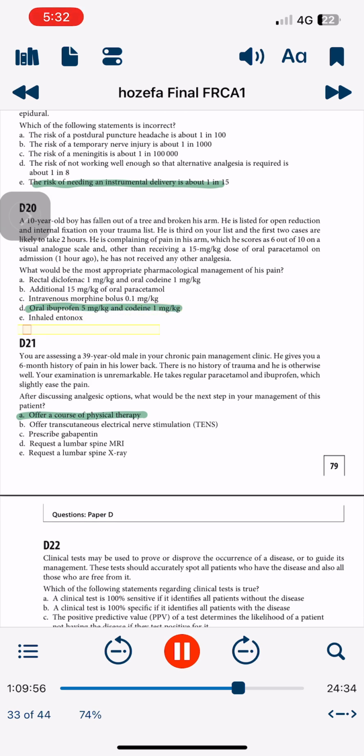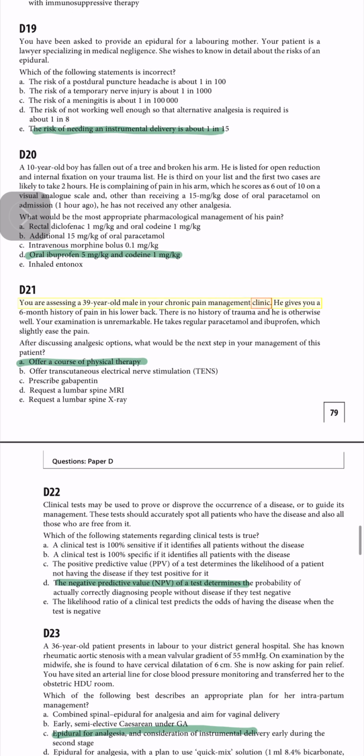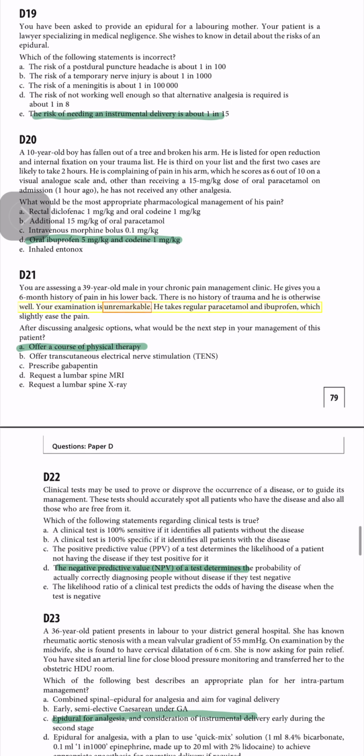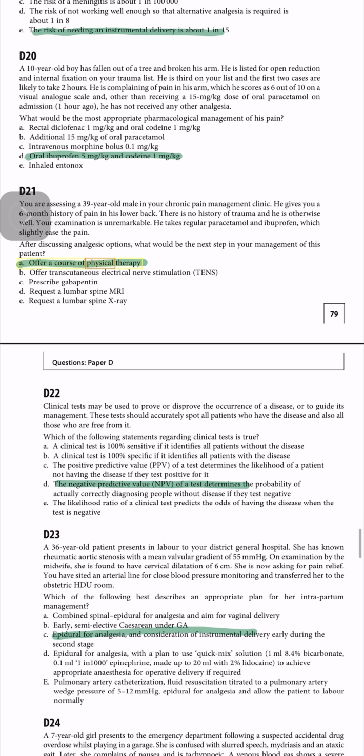You are assessing a 39-year-old male in your chronic pain management clinic. He gives you a 6-month history of pain in his lower back. There is no history of trauma and he is otherwise well. Your examination is unremarkable. He takes regular paracetamol and ibuprofen, which slightly ease the pain. After discussing analgesic options, what would be the next step in your management of this patient? A. Offer a course of physical therapy.